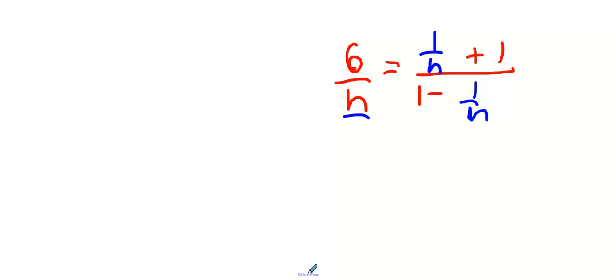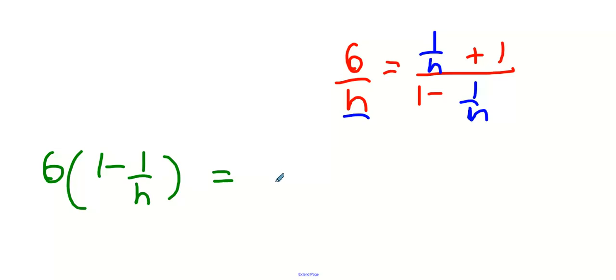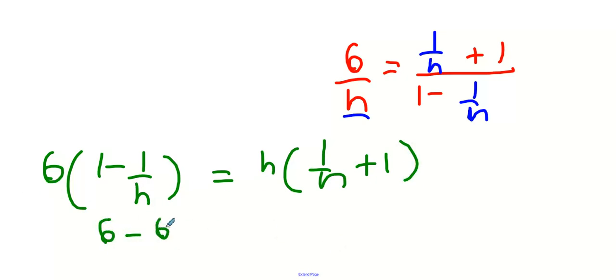Okay. Let's leave the 6 over h on its own for a second. Or will we? Actually, no. Let's not be too complicated with this. I'm going to cross multiply. Does everybody know what I'm going to do? 6 times 1 minus 1 over h. On the other side, h times... Okay, let's see what we can pull out here. 6 minus 6 over h is the same as, what's h times 1 over h? Okay. Common denominator.